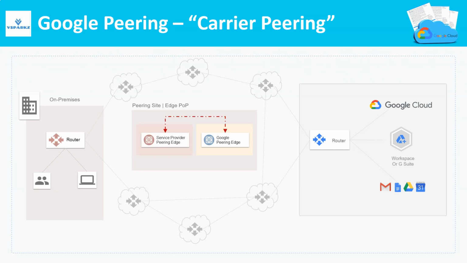The only thing you need to do is choose a service provider for carrier peering and request a new connection. Once the service provider provisions your connection, you can start passing your traffic between your on-premises network and Google.